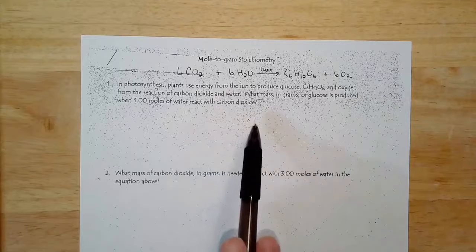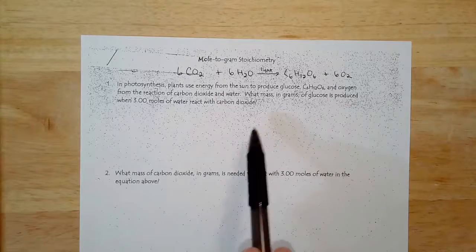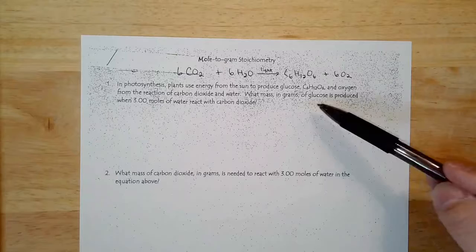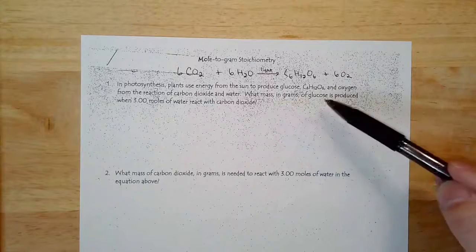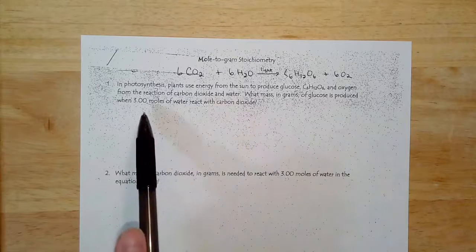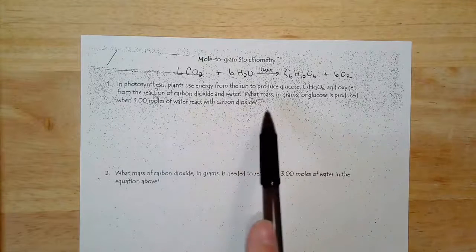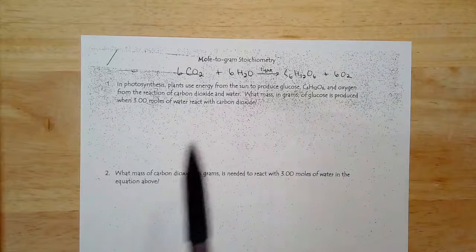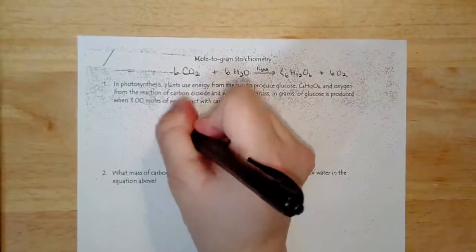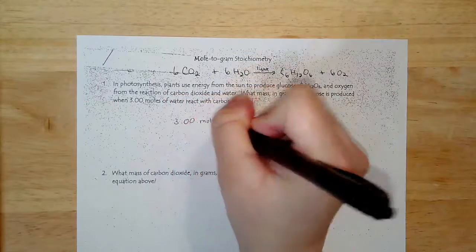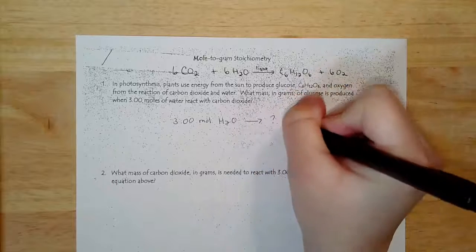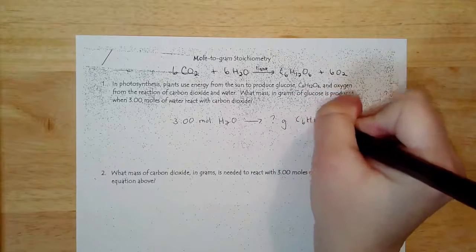So that last sentence has a whole lot of stuff in it. We need to pick out what are they giving us and what are they asking us to do with it. So right in the beginning it says what mass in grams of glucose. So that's what we're going to be figuring out, is grams of glucose is produced when 3 moles of water react with carbon dioxide. So we're starting with 3 moles of water, and we're going to figure out how many grams of glucose that makes. So let's write out what are they giving us and what are they asking us to turn it into. So we're starting with 3.00 moles of water, right? And they're asking us to turn this into how many grams of glucose.